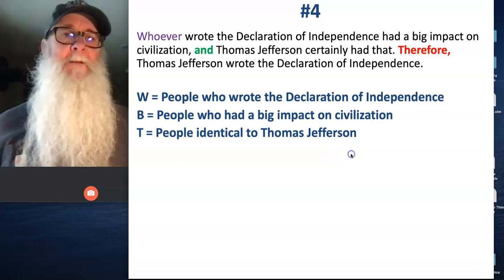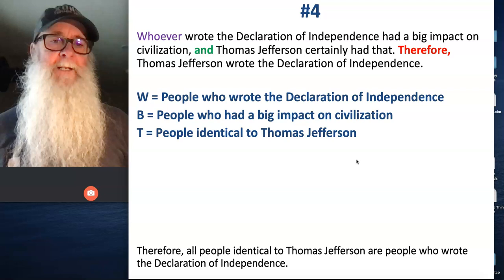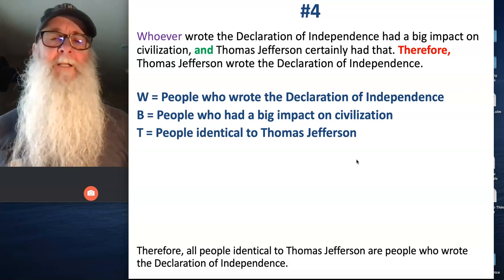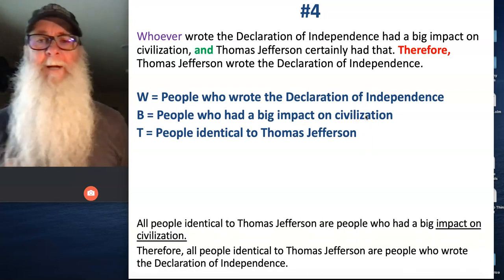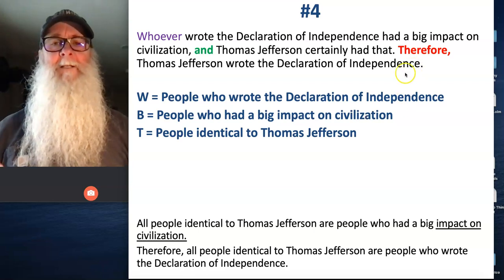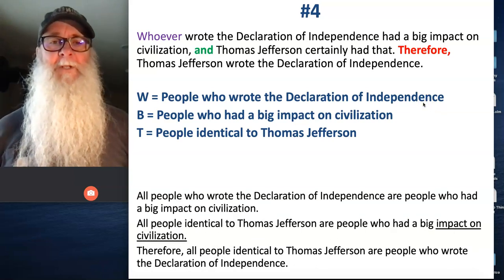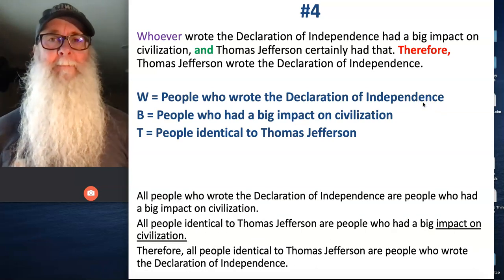Okay, so when we write this argument out in standard form categorical propositions, the conclusion looks like this. All people identical to Thomas Jefferson are people who wrote the Declaration of Independence. Our second premise looks like this. All people identical to Thomas Jefferson are people who had a big impact on civilization. And the first premise looks like this. All people who wrote the Declaration of Independence are people who had a big impact on civilization.